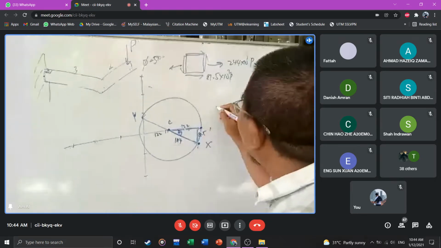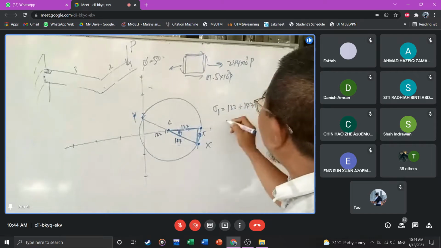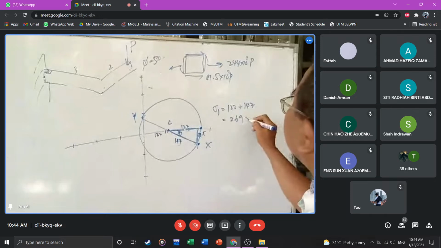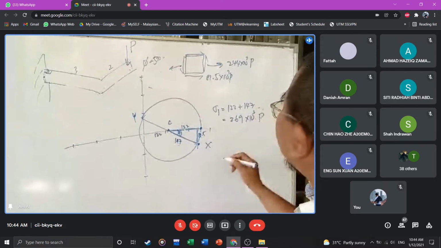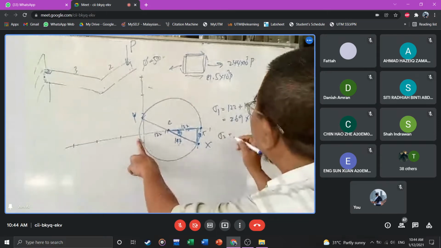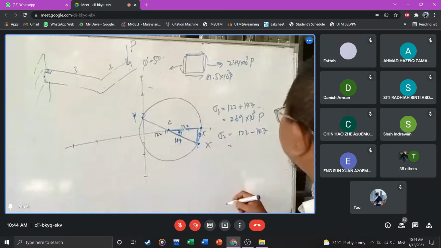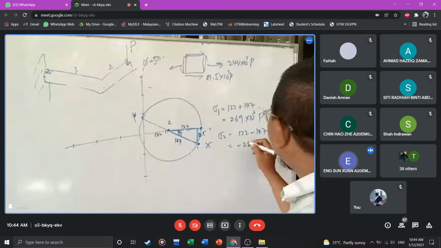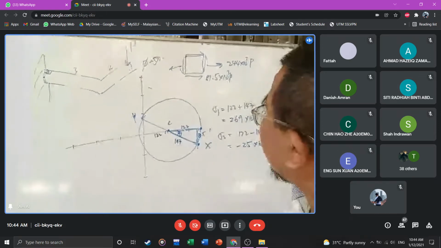Sigma 1 there: 1 to 2 plus 147 is equal to 269 × 10 to the power 3 P. Very simple. What is your sigma 2 there? 1 to 2 minus 147 is equal to negative 25 × 10 to the power 3 P. Very quick there, very quick.